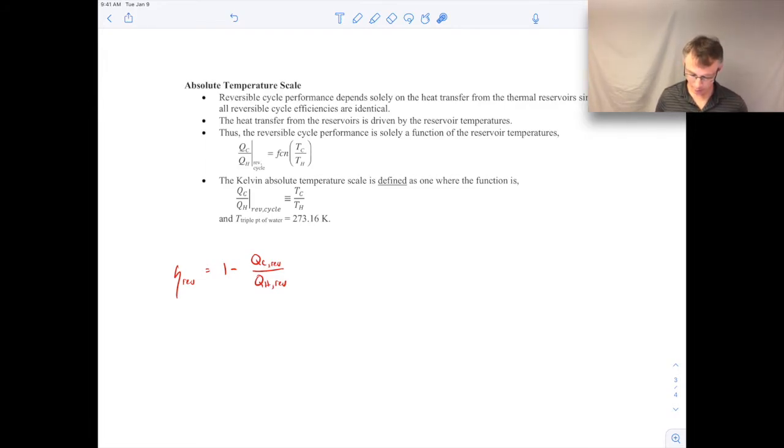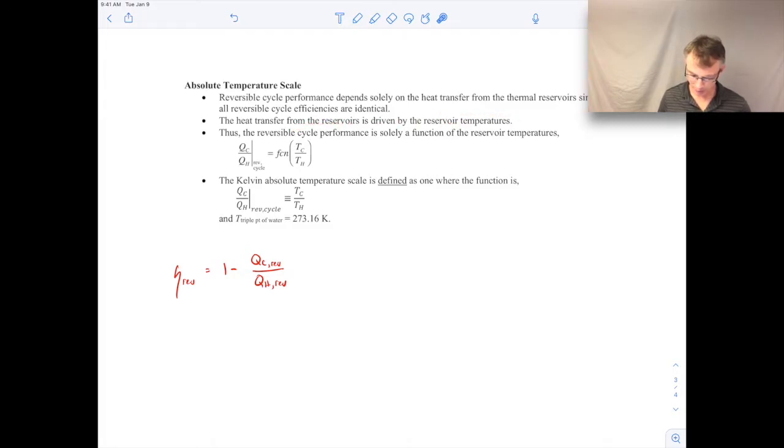Now the QC over QH, the heat transfer, it's driven by the reservoir temperatures, right? The amount of heat transfer you get is dependent on the temperature of those reservoirs. And really, the reservoirs are only defined by their temperatures, right? So when we talk about a hot reservoir, the only defining characteristic a hot reservoir has is its temperature. Let's call it T sub H. Same thing with a cold reservoir. The only defining characteristic is its temperature, T sub C. Okay? So the heat transfer is driven solely by the reservoir temperatures.